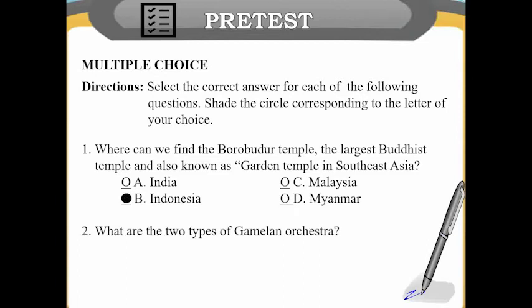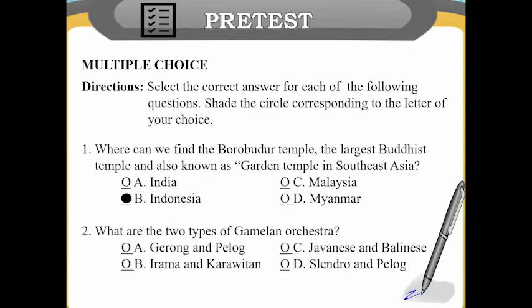Number 2. What are the two types of gamelan orchestra? Letter A, gerong and pelog. Letter B, irama and karawitan. Letter C, Javanese and Balinese. Or letter D, slendro and pelog. The correct answer is letter C, Javanese and Balinese.